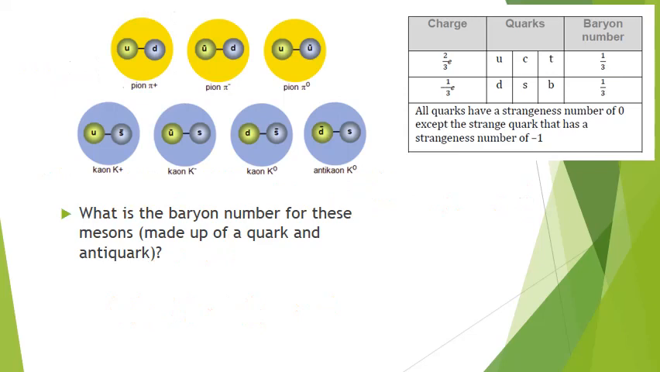So let's go ahead and do this for a meson, which is made up of a quark and an anti-quark. Let's do an example of that, for this particle here, a quark and an anti-quark. It turns out we would have a positive 1/3 plus a negative 1/3, and its baryon number would actually be 0. So what's the point of this?